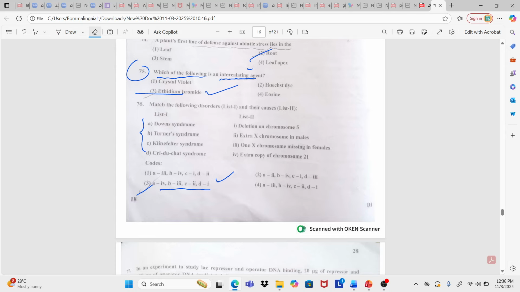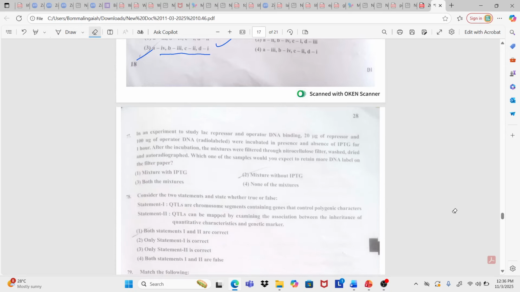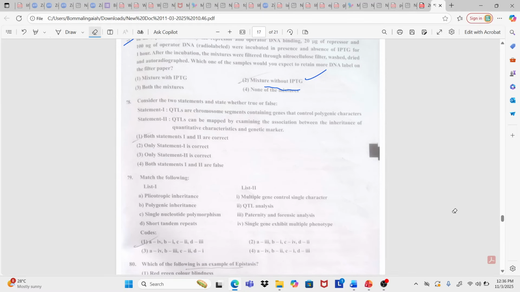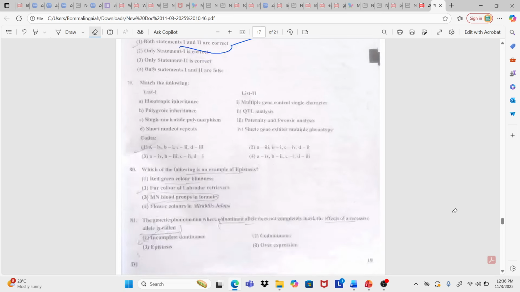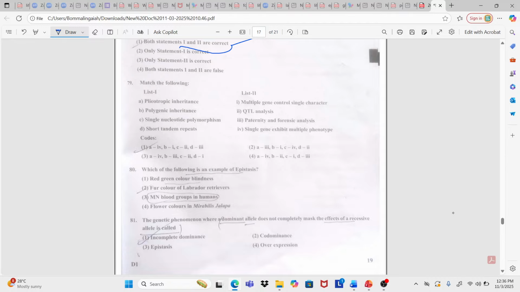Okay, next we move on. Here, question number 77. The correct option for this question is mixture without hypothesis. Correct answer. Next we move on to the 78th question. The correct option for this question is both the statements 1 and 2 are correct. Next, question 79. The correct option for this one.